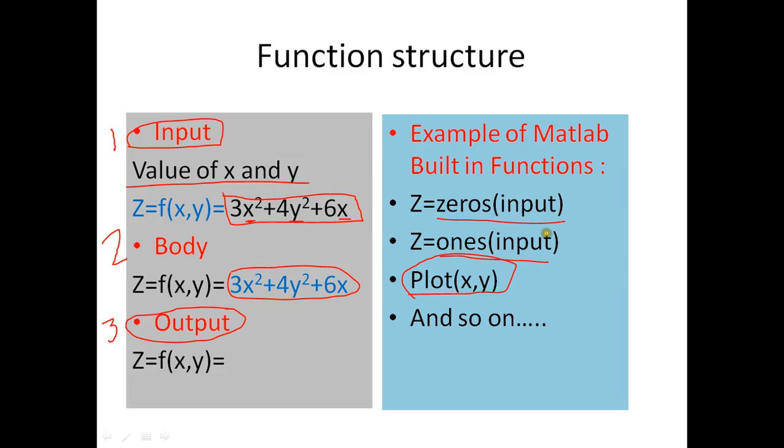Zeros means that the input values will be m and n, where m is the number of rows and n is the number of columns. If we provide these values to this function, the zeros function will create an m by n matrix whose every element will be zero. In this lecture, I'm going to show you how we can make our own zeros function.